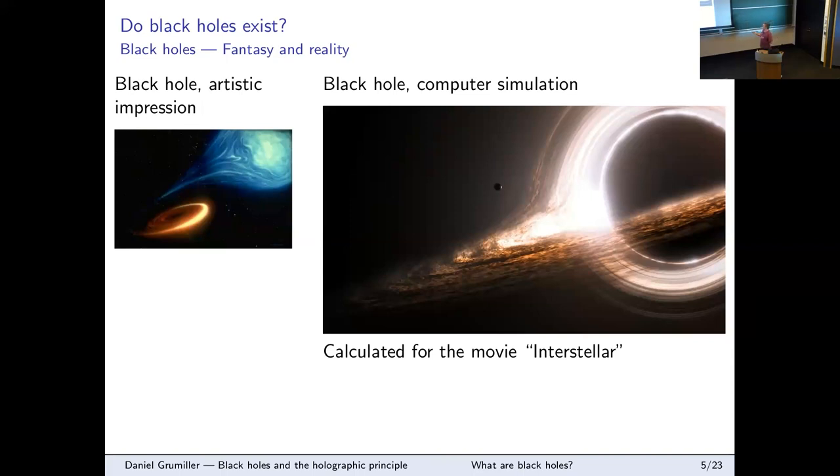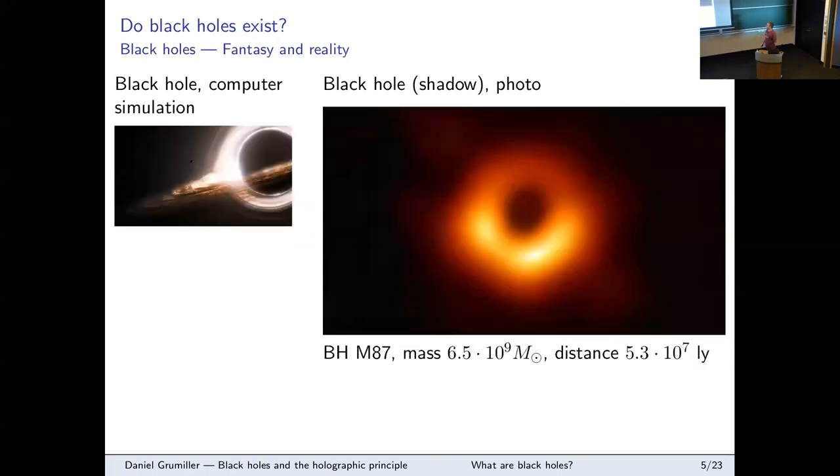Now, we don't have actual photographs with the same resolution as this amazing simulation here, but still there are actual data that are similar to this, and I'm sure you have seen this iconic photo, which appeared in April 2019. This is the first photo of the shadow of a black hole. If you care about details, it's the black hole M87 with a mass of 6.5 billion solar masses and a distance of 53 million light years from Earth. And this picture will appear a couple of times in my talk, so we'll spend some time exploring this.